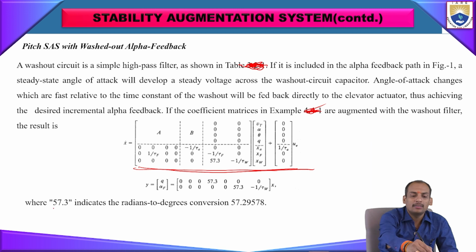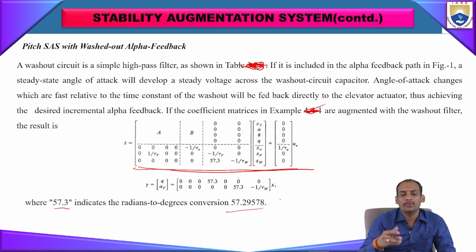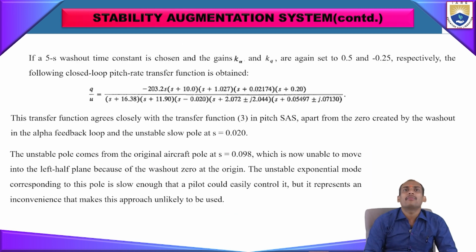So here this 57.3 indicates the radians to degrees conversion, that will be like 57.29. That means 57.29, we have written it like 57.3 only. So for a 5s washout time, that is chosen as K alpha and KQ are again set to minus 0.5 and minus 0.5 and minus 0.25 respectively.